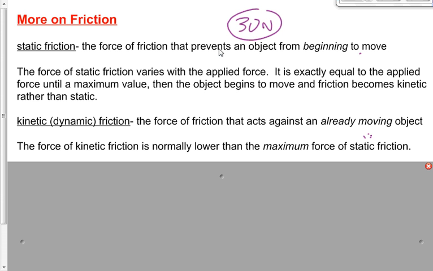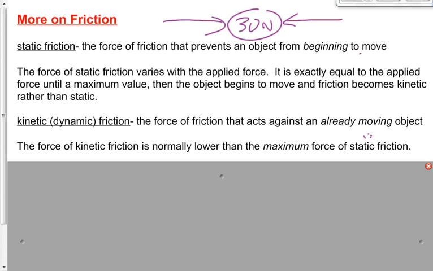What does that mean? Well, it means that if I push Leah's desk and the maximum force of static friction was 30 newtons, I push it with 29 newtons, static friction would be 29. I push it with 31, the desk moves. Static friction is 0, kinetic friction kicks in, and the value of kinetic friction would be somewhere in the range of maybe 20. It's less, not always less than static friction, but less than the maximum value of static friction.